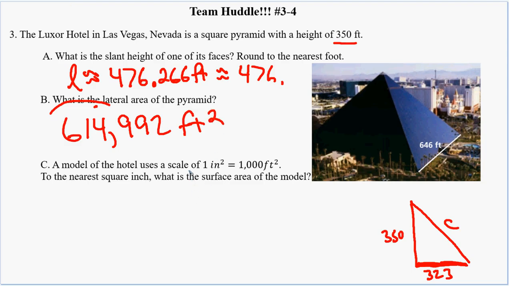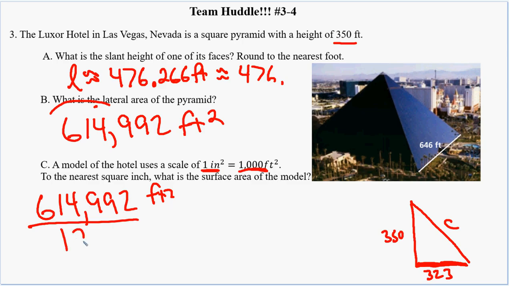All right. Now somebody built a model of the hotel, and on the model, 1 inch squared is 1,000 feet squared in the real thing. So to the nearest square inch, what is the surface area of just the model? So let's take the 614,992 we just found in part B. That's feet squared. And we're going to just divide that by 1,000. So that's as easy as we're going to move the decimal over 3 spots. 1, 2, 3.